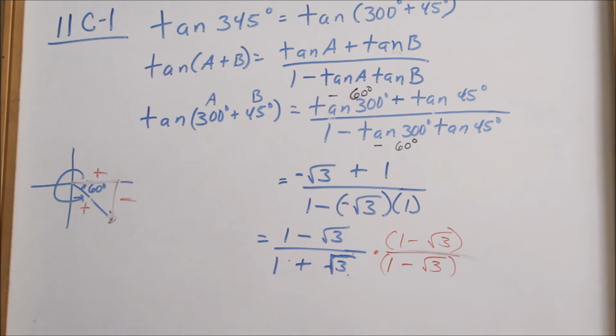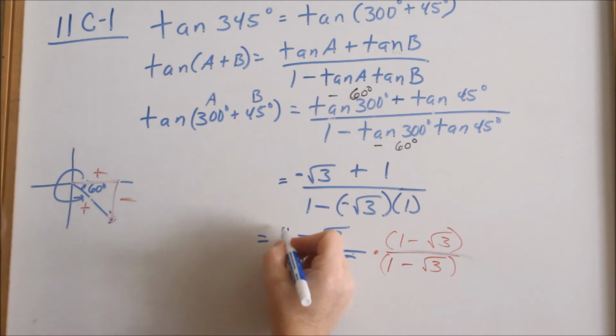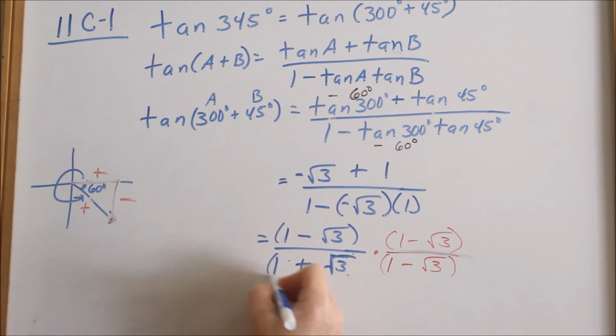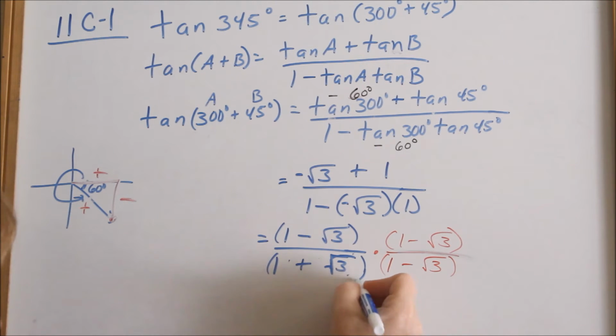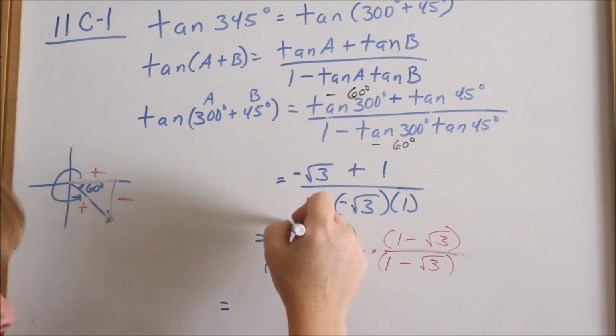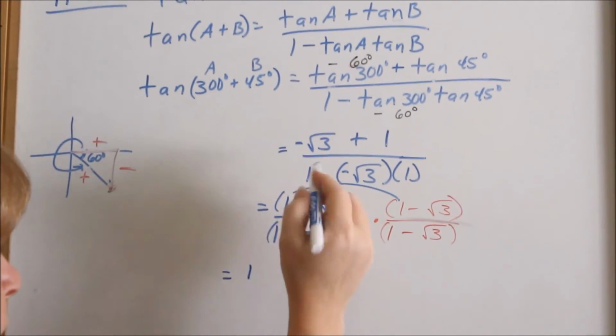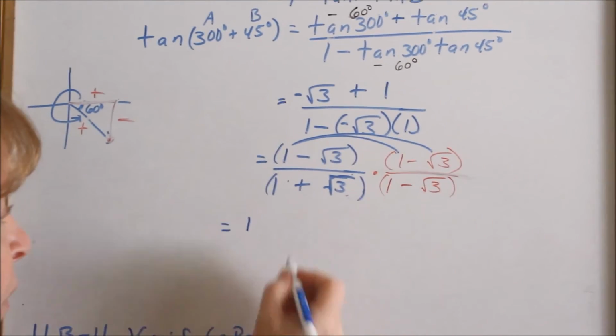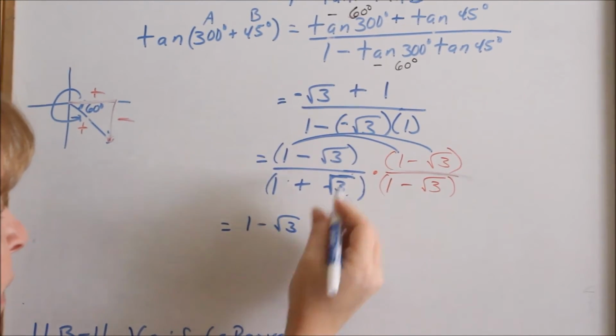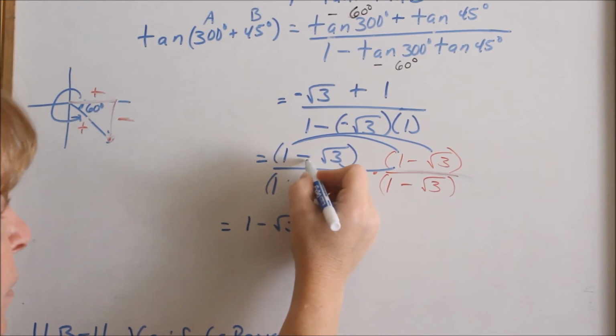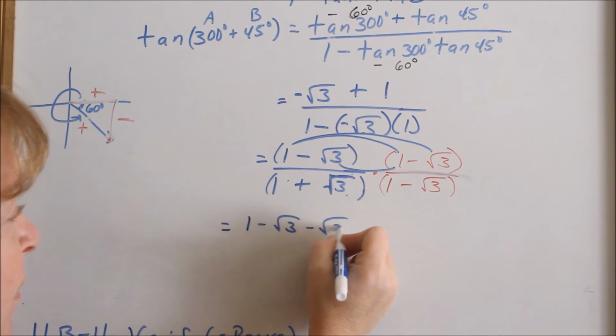I'm glad I picked this one for the video. So basically here, you're FOILing these out. Be careful with the numerator. You will have a middle term. Okay? FOILing these out. 1 times 1, 1. 1 times a negative square root of 3, negative square root of 3. Now do this one. Negative square root of 3 times a 1.